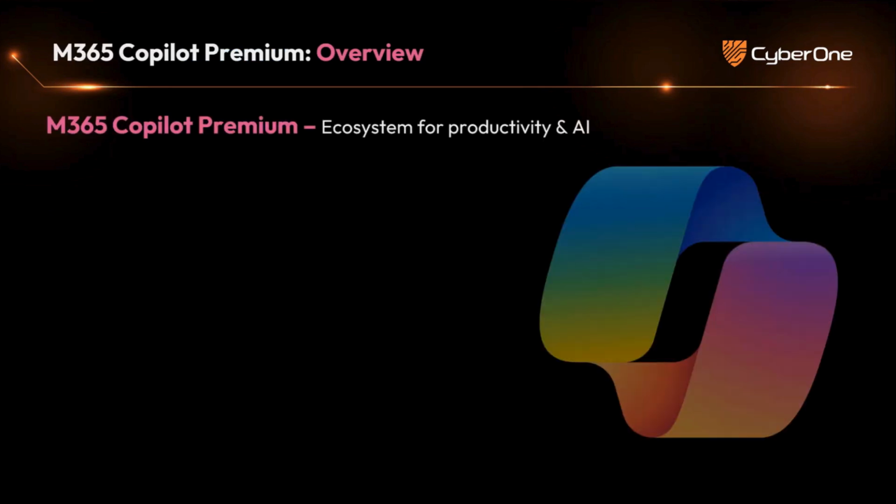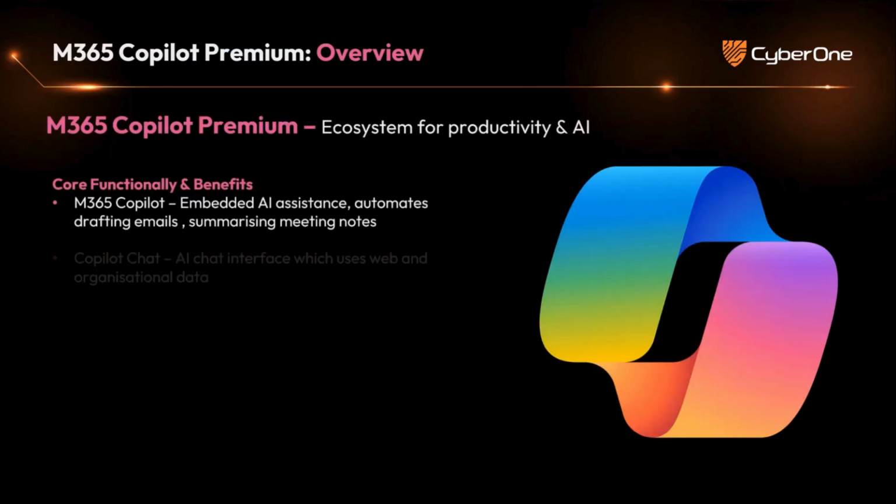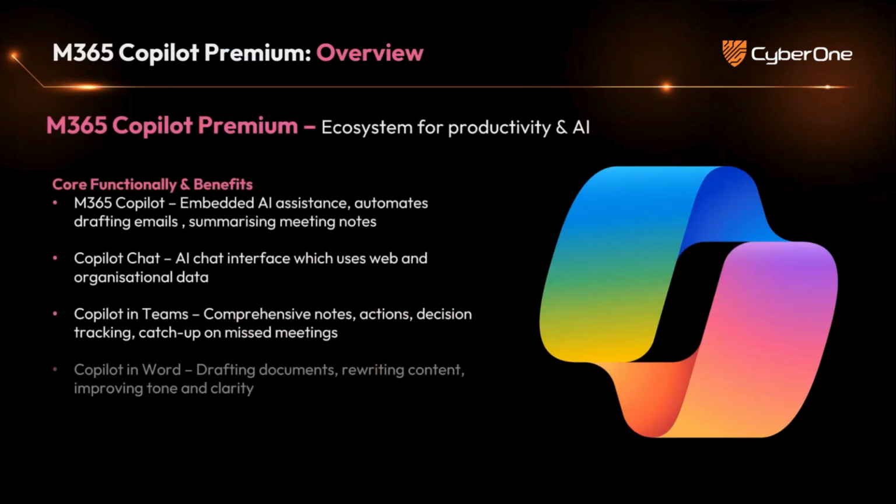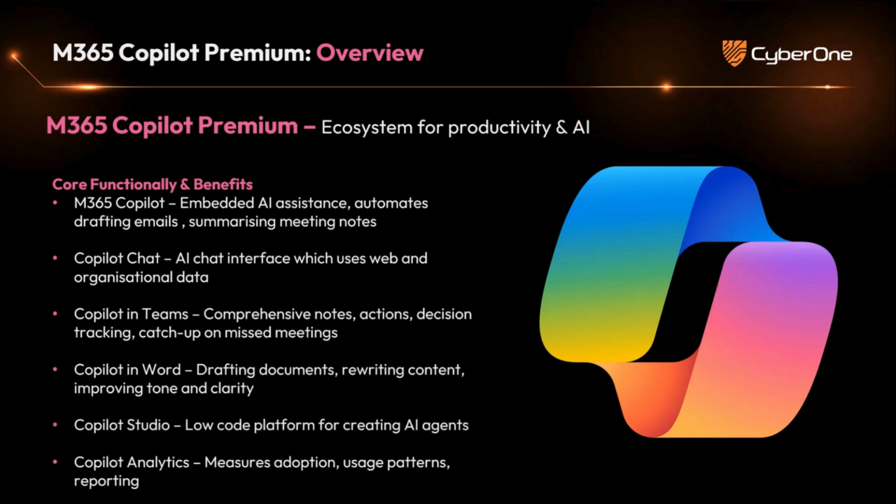We then, in E7, get Copilot Premium. So like I said, beyond just the standard use of Copilot, you get specific copilots for particular functions. So Copilot in Teams, Copilot in Word, Copilot Studio, which is very great. Copilot Studio is one of the ways that you can actually create an agent within the Microsoft ecosystem. It's a low code approach, so you don't need to be a developer to create an agent with Copilot Studio. So it's a nice tool to have if you're not particularly technical.